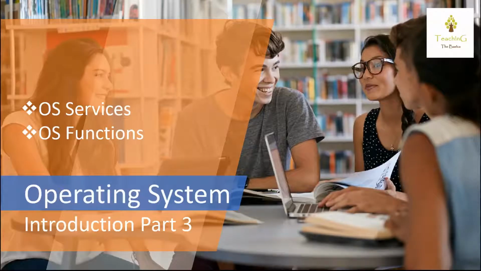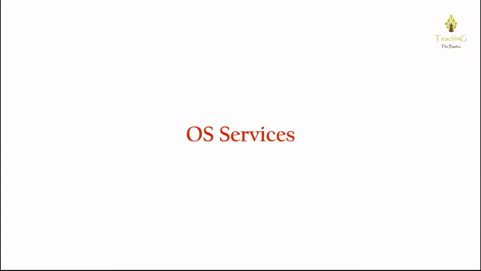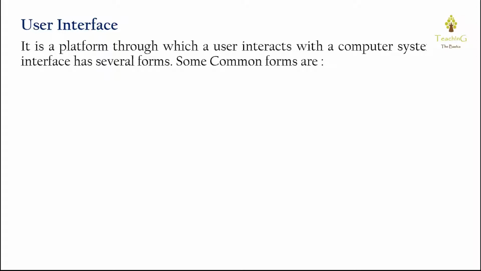In this video, I'll be talking about operating system services and operating system functions. Operating system services. The first one is the user interface. So it is a platform. So what is a user interface? It is a platform through which a user interacts with the computer system. This is a pretty much straightforward definition of a user interface.